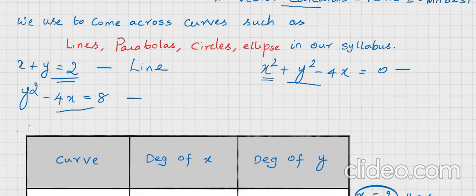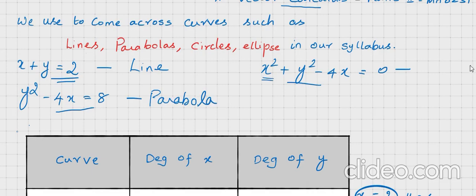This one represents a parabola. Why? Because the degree of y is 2 and the degree of x is 1. So if x takes the degree 1 and y takes the degree 2, or x takes the degree 2 and y takes the degree 1, those equations represent what? Parabola.